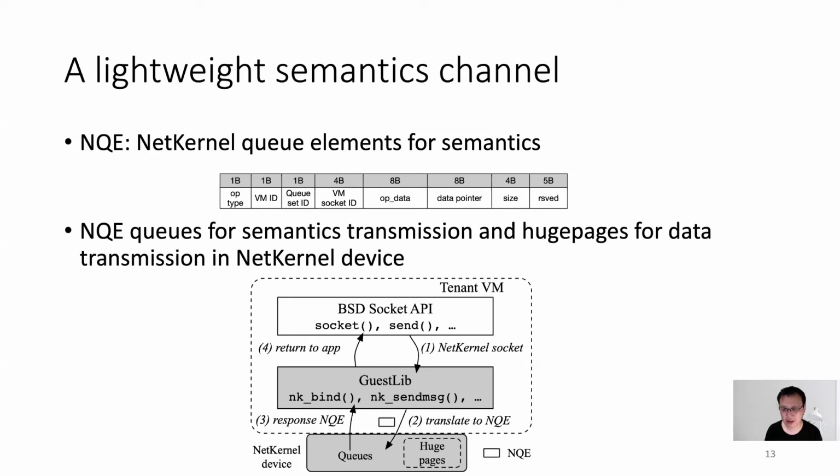of the data. For each BSD socket operation, the guest lib will translate this to an NQE and put it into the queues inside the NetKernel devices. The guest lib also checks if there is any new response NQE from the NQE queues. If yes, the guest lib will process the NQE and do the corresponding operation, and then return to the app. And by the way, the queues are only for the metadata. We also have huge pages in the NetKernel devices for the real data transmission.